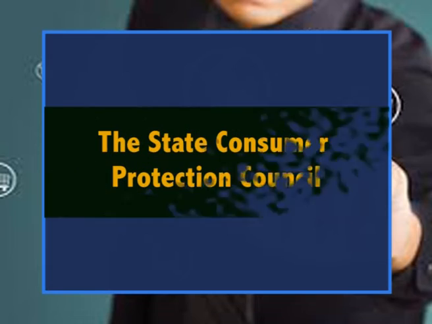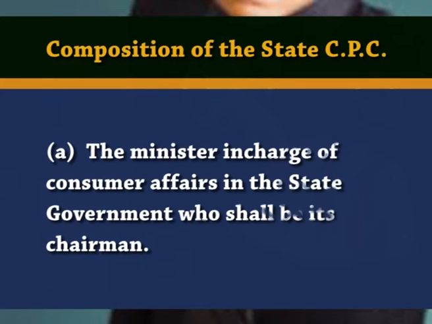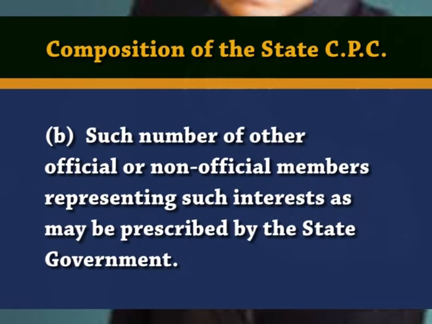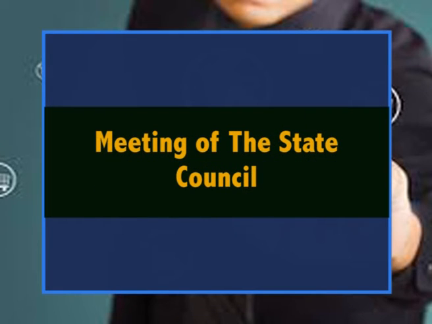Then we will discuss the State Consumer Protection Council. First we will discuss its composition, which is defined in section 7. The state government is empowered to establish a council known as the State Consumer Protection Council. This council consists of the following members. The one is again the minister in charge of consumer affairs in the state government, who shall be its chairman. Again, such number of other official or non-official members representing such interest as may be prescribed by the state government. Then such number of other official or non-official members not exceeding 10 as may be nominated by the central government. Then we will discuss the meeting of the State Council.